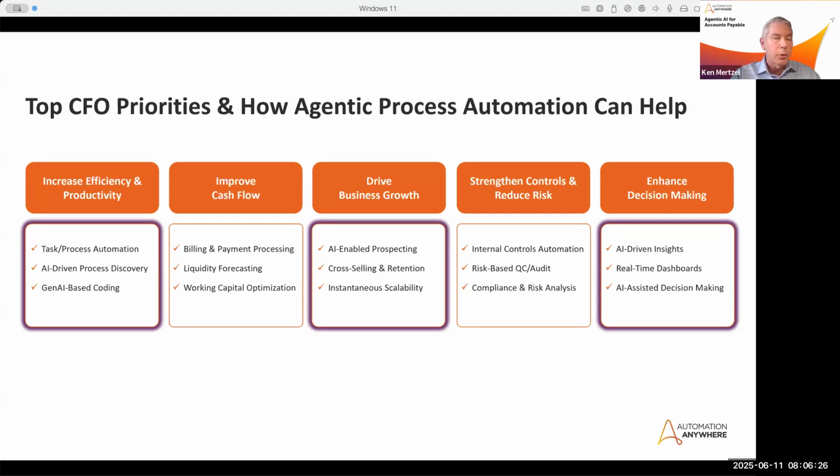And also, we're seeing a lot more of the use cases, whereas they used to be more back office focused and operation focused, now more front office in terms of cross-selling and enabling prospecting. Probably one of the top things I'm asked about is how can automation be used to strengthen controls? And so we're seeing a lot of focus around automating internal controls, helping create risk-based audits, et cetera.